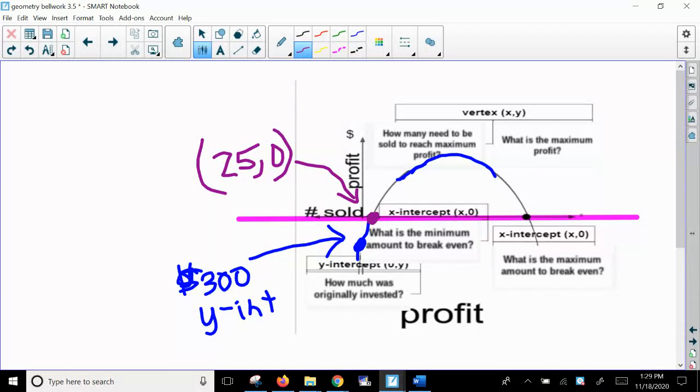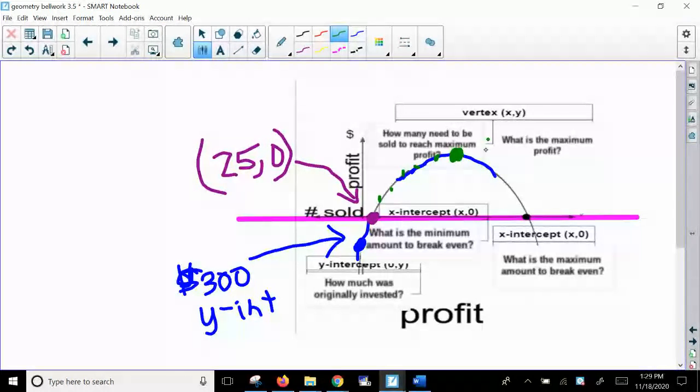At 25 cakes, I broke even and I did not make any money. See how that point is 25, comma 0? I didn't make any money, but I didn't lose any money either. I got the money back that I spent. Now, as I'm selling more and more cakes, going up the curve, my income is increasing. And right here at the vertex, this will be the maximum amount that I can sell to reach my maximum profit.